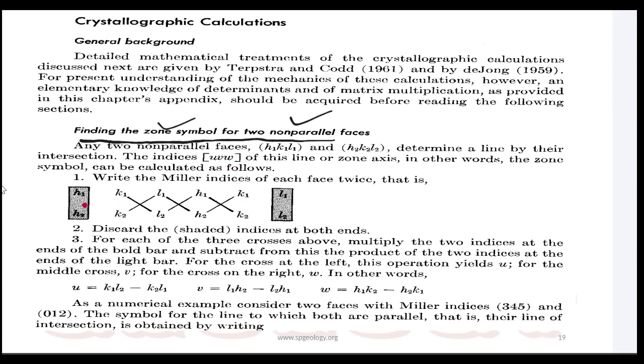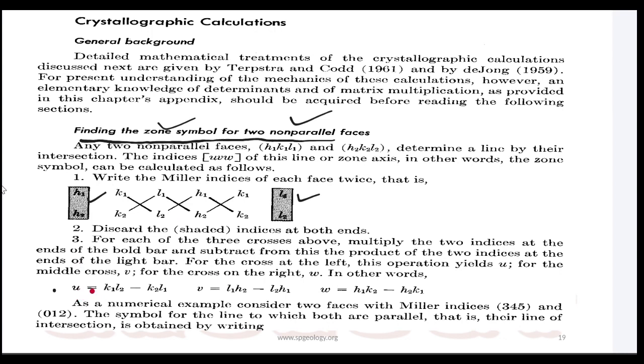First you have to write down H1 K1 L1 twice, then H2 K2 L2 twice. So H1 K1 L1, H1 K1 L1, H2 K2 L2, H2 K2 L2. Then discard the number at both the ends, then do cross multiplication. We will get our UVW indices.